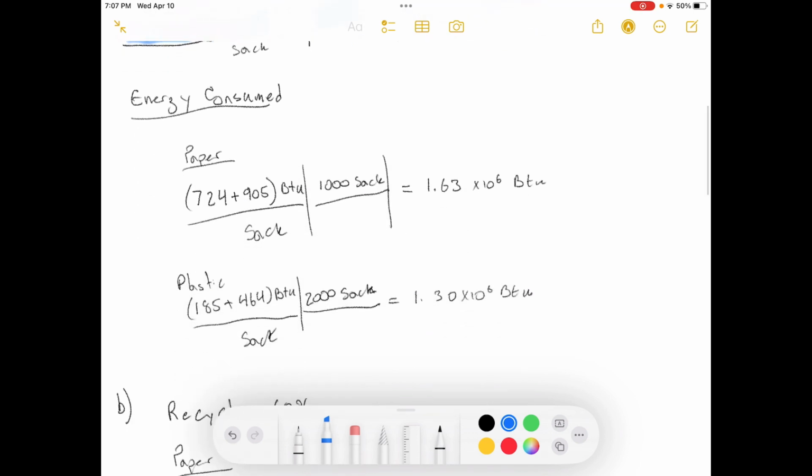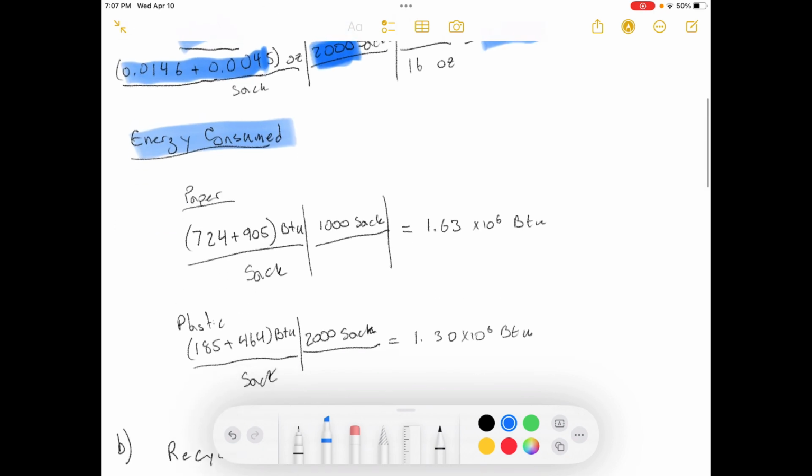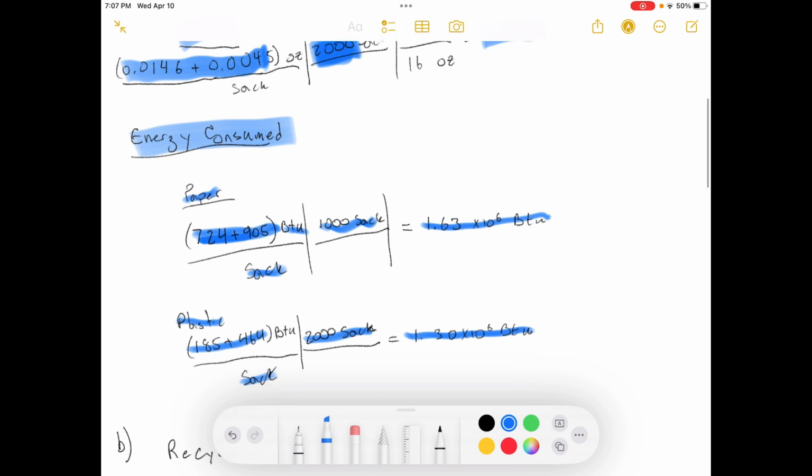Okay, energy consumed. Okay, so we do the same thing. Paper, plastic. You add both steps in the process, but it's in BTU per sack. 1,000 sacks, then you have this many BTUs. For plastic, you have this many BTUs per sack. 2,000 sacks, this many BTUs. Okay?